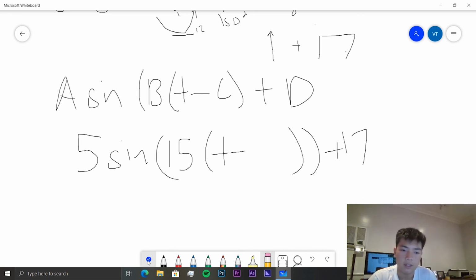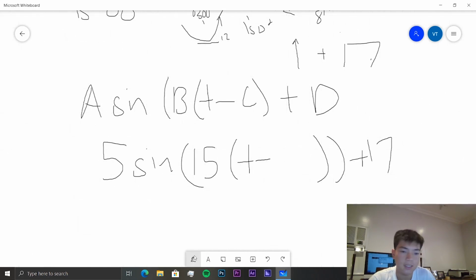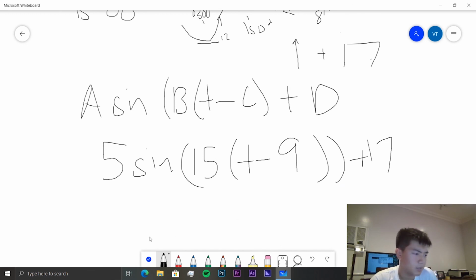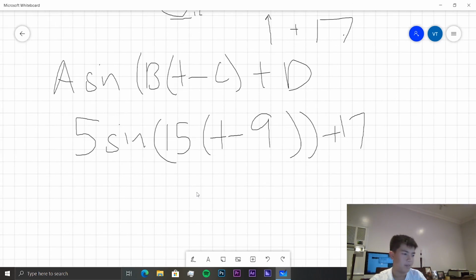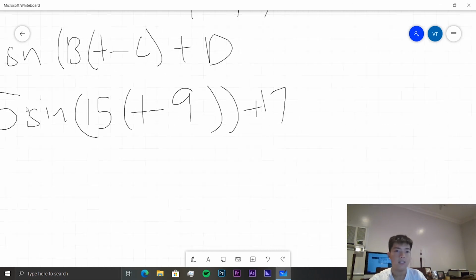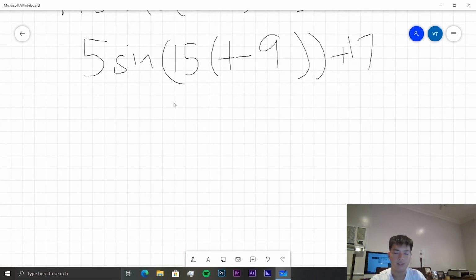Sorry, no, this should be expressed in hours. This is how many hours we're shifting it by. In the case that it's 3 hours, we're actually shifting it by 9. So it should be 5 sine 15 times t minus 9 plus 17. Yeah, so that looks correct. And so now we need to figure out how many hours the temperature was above 20 Celsius.